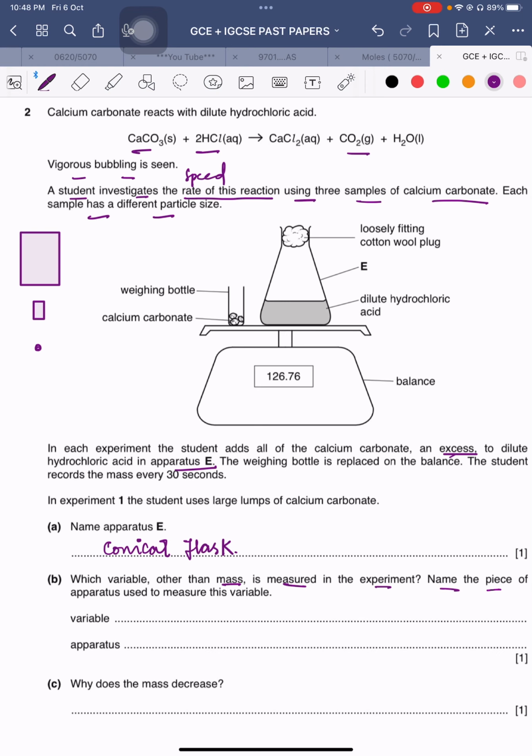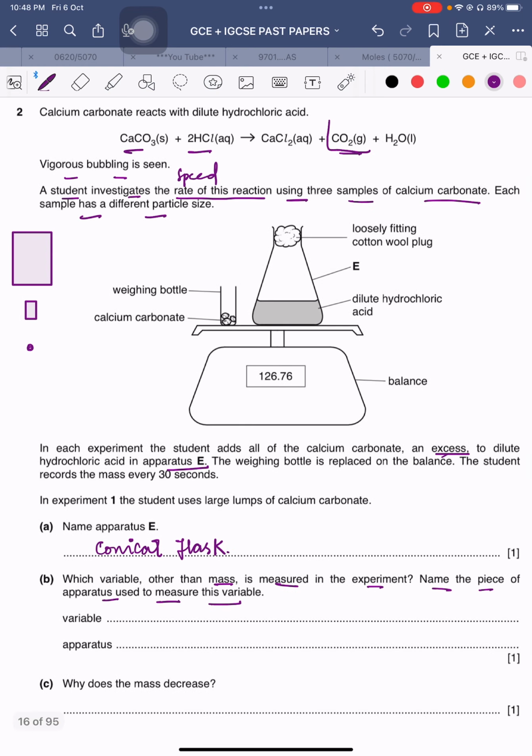Okay, which variable other than mass is measured in the experiment? Name the apparatus used to measure this variable. We can see that a gas is forming in this chemical reaction as well. How do we know that a gas is forming? Because G stands for gas. These are the state symbols which are written in a chemical equation to tell you the state of matter. So if it is G, it stands for gas. If it is small l, it stands for liquid, water. You can see that with water it is L. If it is S, then it means that it is solid in state.